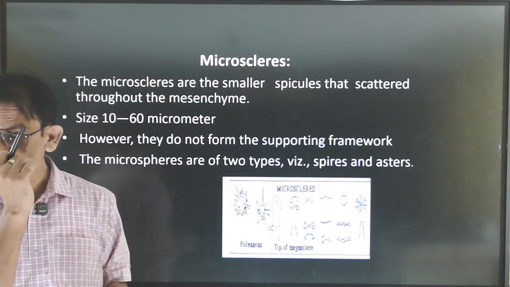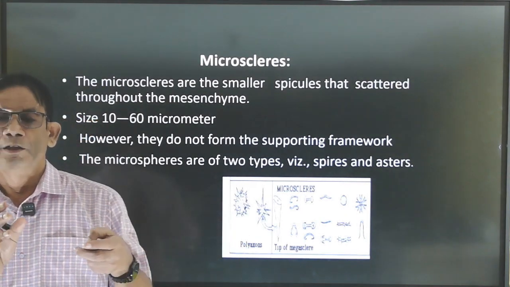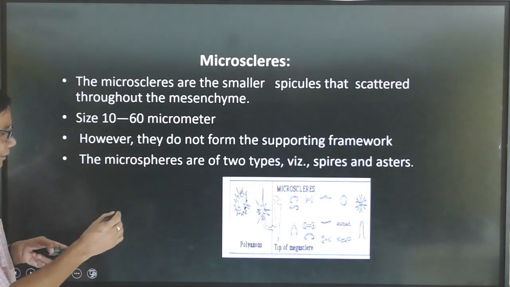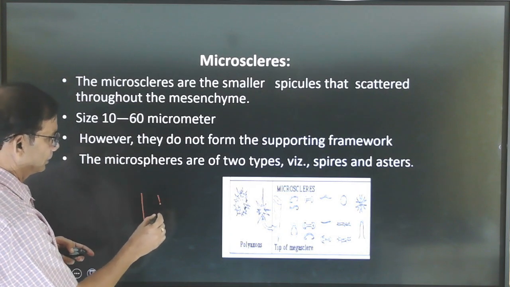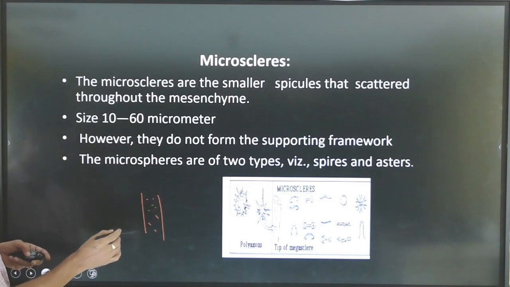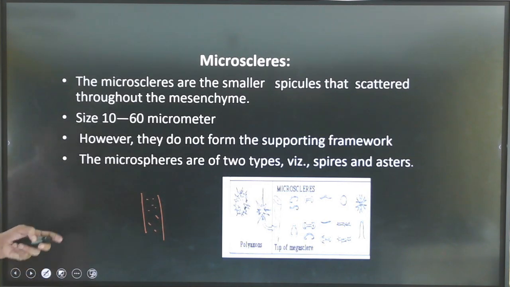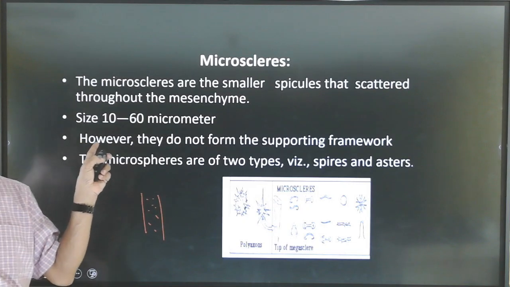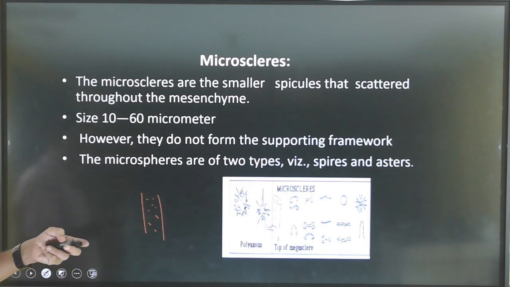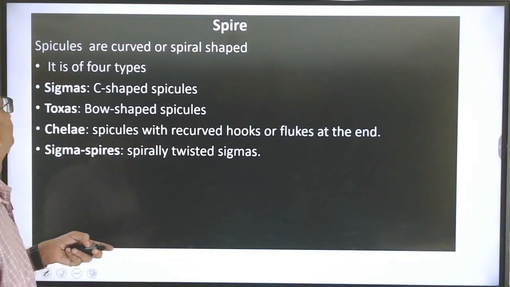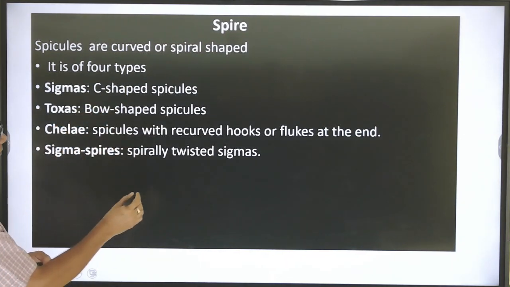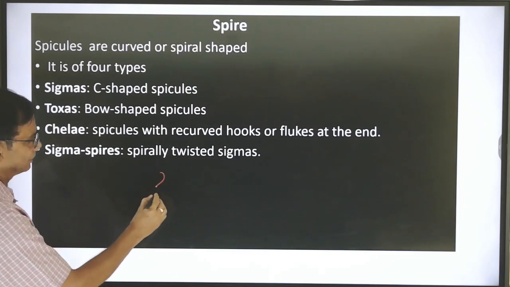Now microscleres. In case of megascleres, the spicules are larger in size, but here the spicules are smaller, so they can't help in the formation of a particular skeleton, and they are dispersed in nature. They are also short, about 10 to 60 micrometers, and they are of 2 types, spires and asters. In case of spires, there are 4 types. Spire means it is spiral shaped.